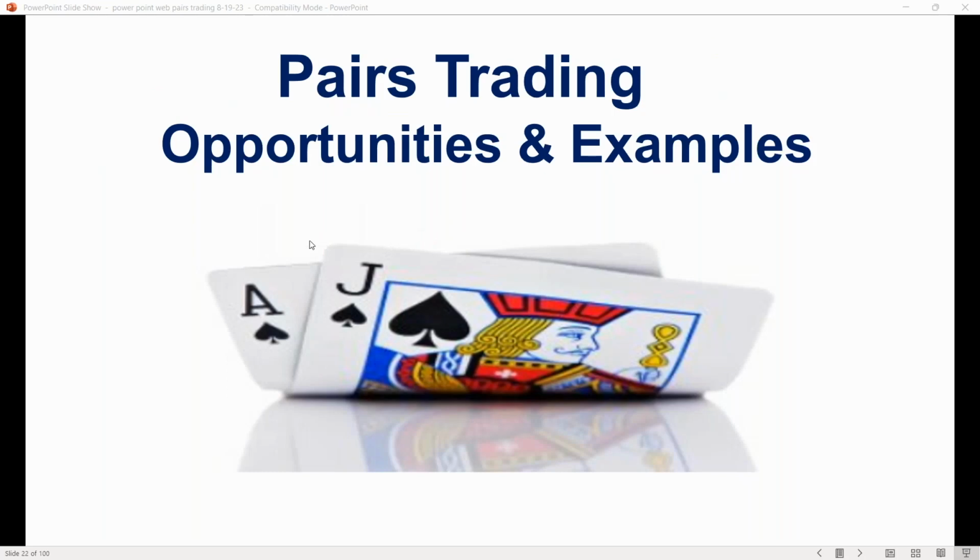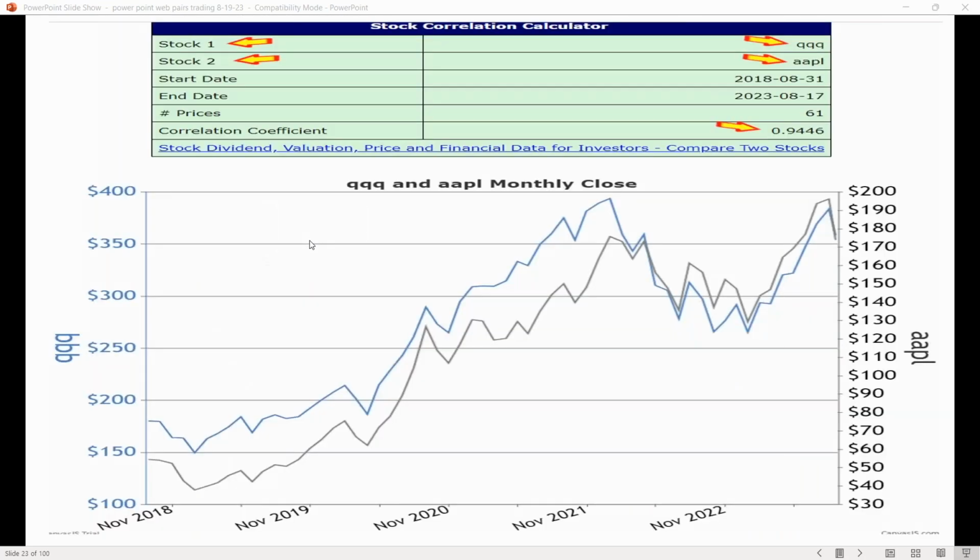So let's take a look at some other opportunities and examples of how to pair trade. Here's another example, relating QQQ, the NASDAQ ETF, to AAPL. The correlation coefficient on these two is very high, about 0.944. You can see QQQ goes up, AAPL goes up, very tightly correlated together.